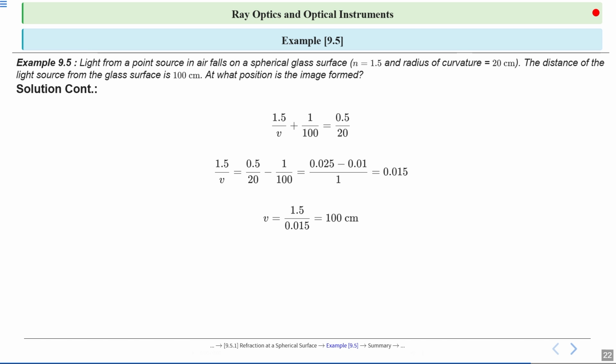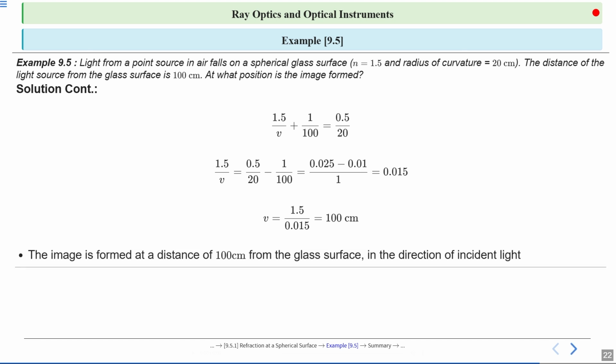So v came out to be positive 100 centimeter. That means the image is formed on the other side of the refracting surface. So the image is formed at a distance of 100 centimeter from the glass surface in the direction of incident light.